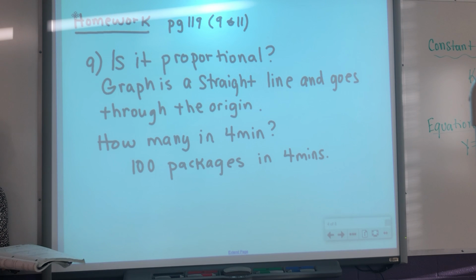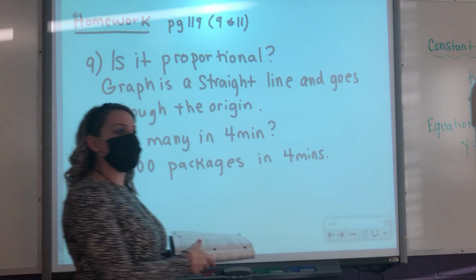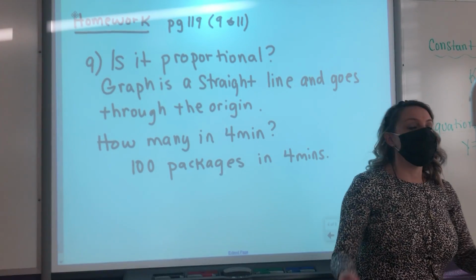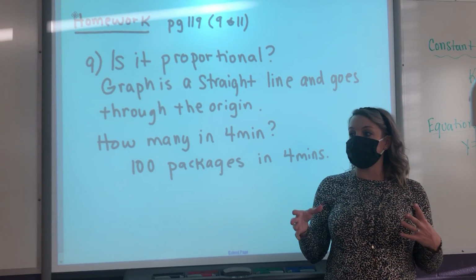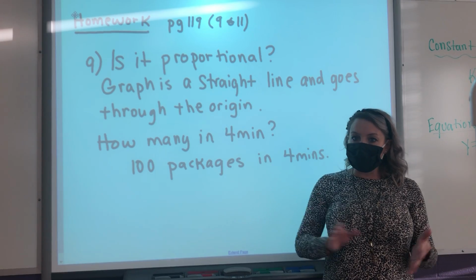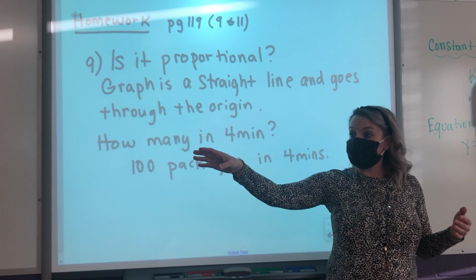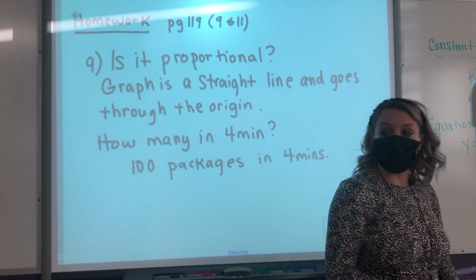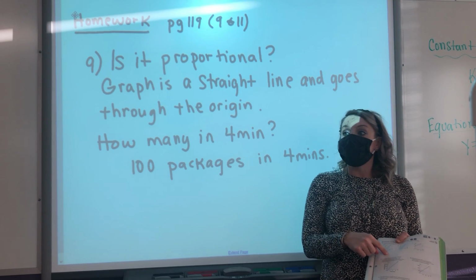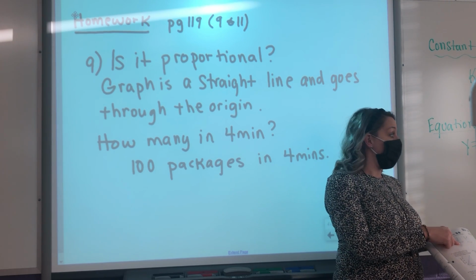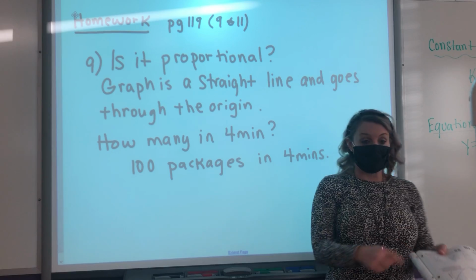What if we can't determine the value just from looking at the graph? What do we need to do then? Yes? Very good. We need to find a point. So we need to find the constant of proportionality, write an equation, and then move forward. Sometimes we're going to be able to look at the graph and determine our value, which we could do on this one.